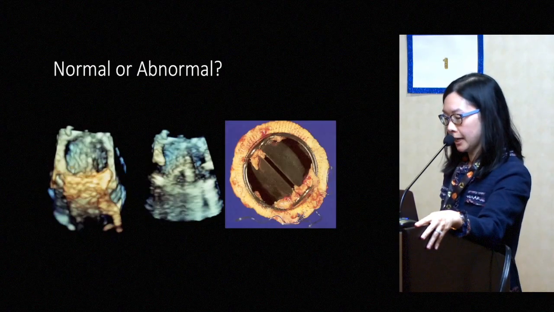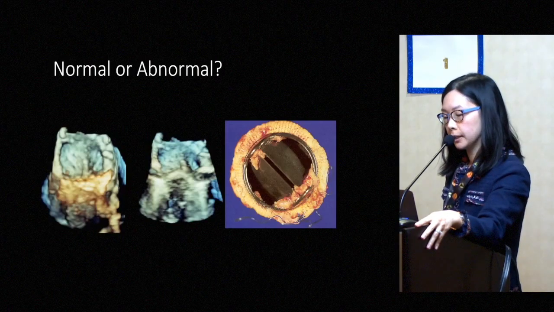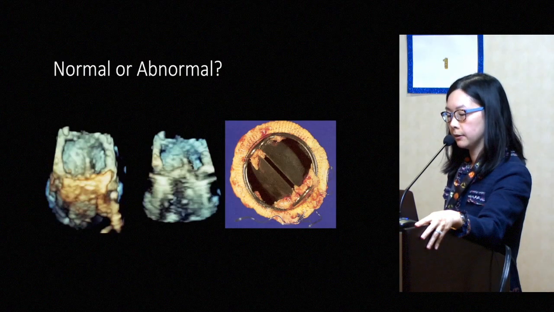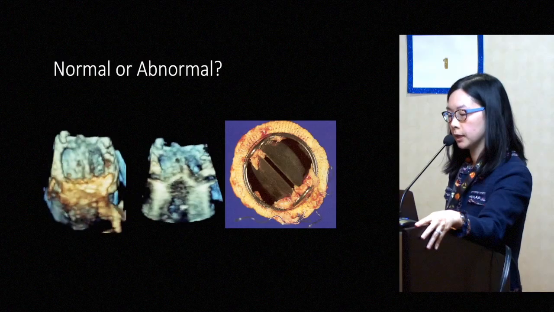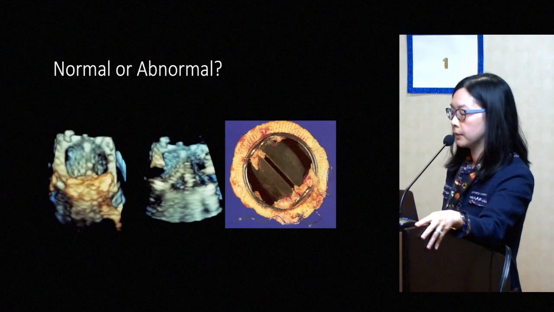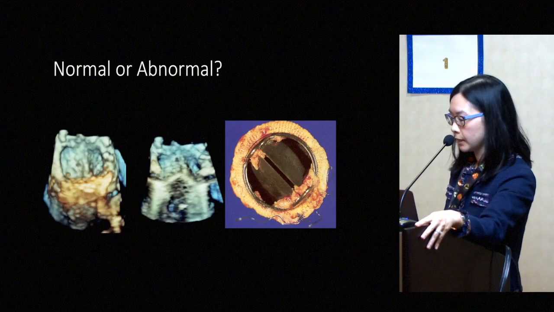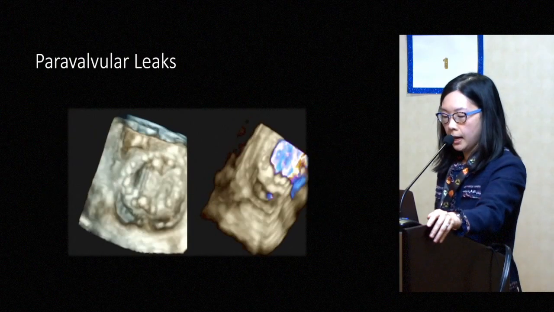So if you look at the 3D image, you see that this leaflet over here doesn't move very well compared to the one on this side here. And on the cutoff view, you can actually see that. And in the surgery, when they went in, you can see that there's pannus formation all along the edge of this valve at the occluder sites.